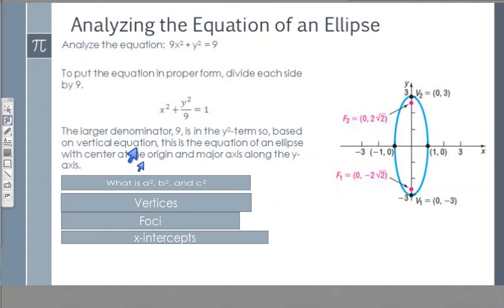So what is a squared, b squared, and c squared? This is a squared. 9 is my a squared. My b squared is 1. And I want to find out what c squared is. So I'm going to say a squared minus b squared is going to give me c squared. So that's going to be 9 minus 1, which gives me 8.